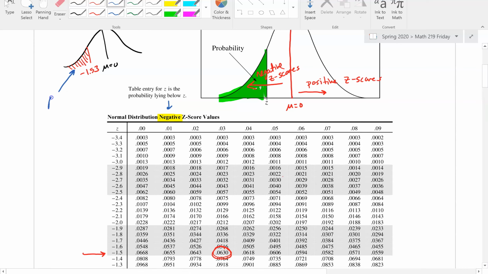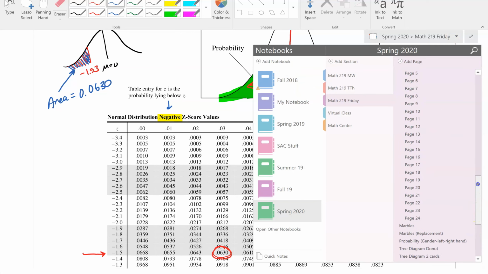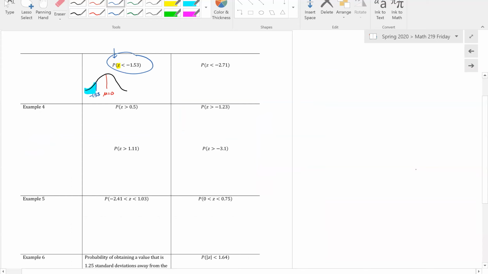So this area is 0.063. And that area is the probability of getting any data value to be more standard deviations to the left than -1.53. So let's go back to the notes and fill that in. This was 0.063, or a 6.3% chance to be left of that.